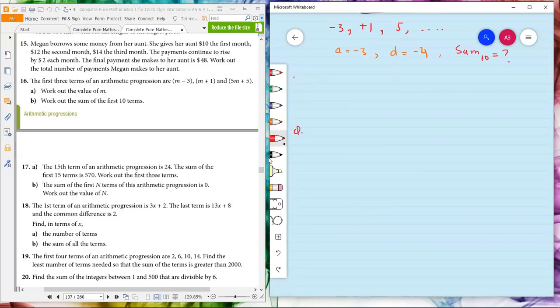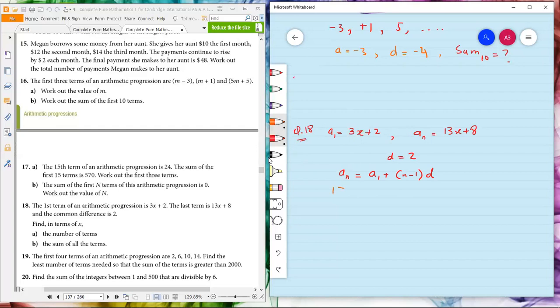Then next is question number 18. I want to tell you this, and after that we will end this class. The first term of the arithmetic progression is a1 equal to 3x plus 2, and the last term is an equal to 13x plus 8. The common difference D is 2. Find, in terms of x, the number of terms. Just use the formula an is equal to a1 plus (n minus 1) into d.